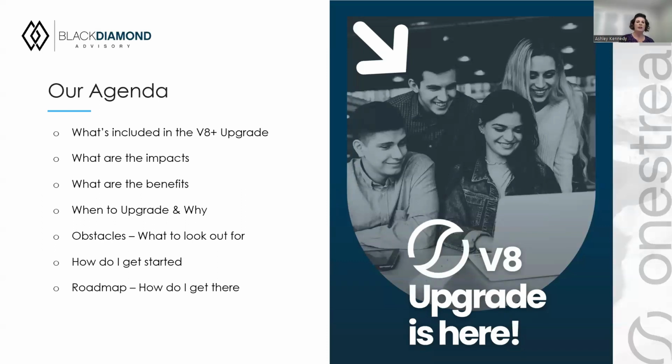Okay, now that we've done some introductions and we're a little bit more familiar with Black Diamond, we're going to quickly cover the agenda and then get right into the content. So what we're going to do is we're going to start off talking a little bit about version 8 upgrade, what it includes, what's changing. We're going to be talking about the impacts of those changes, the benefits that you'll gain by moving to version 8. We'll talk about when to upgrade and also why. We'll cover a little bit kind of what to look out for as far as the obstacles associated with upgrading, and then how to get started, and then the roadmap on how do we get there.